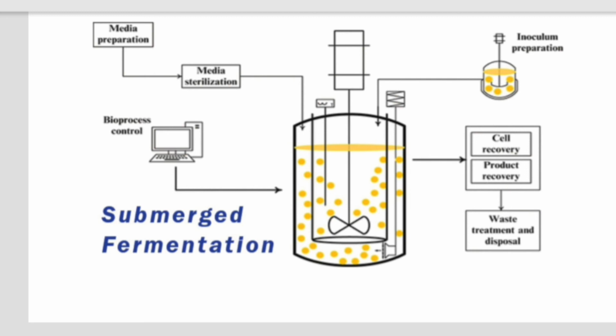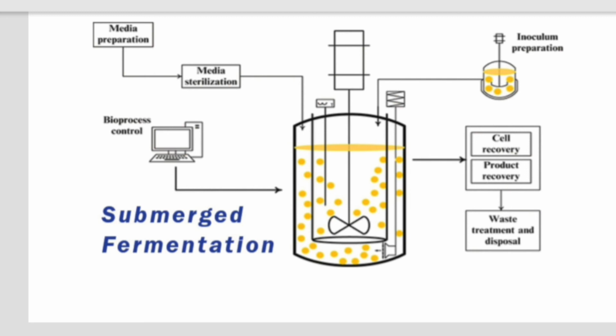And after the entire fermentation process has been carried out, we can recover the cells from the cell recovery unit, and we can also recover the product from the product recovery unit, and then the product is purified and waste is removed. So this is submerged fermentation, and this diagrammatic representation is the same for batch fermentation also. In batch fermentation, we are just adding the media and the inoculum at the initial stage, and then the entire setup is in a closed condition. But in fed batch, we add the media in between at time intervals.